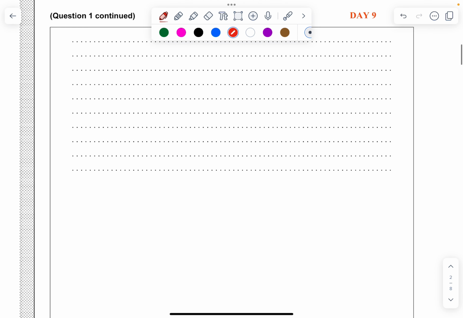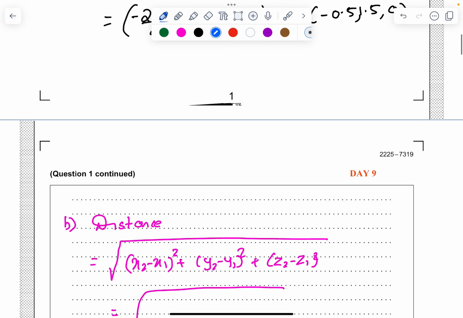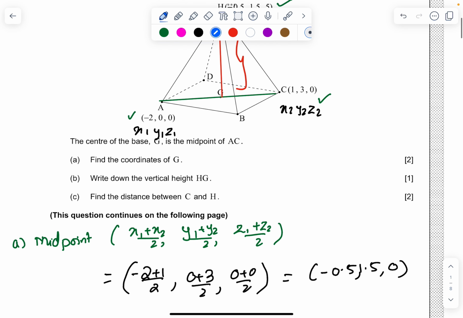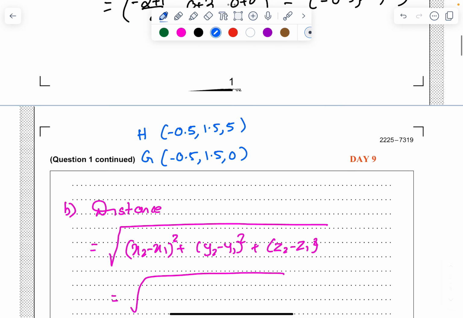So for part B, the distance formula is going to be square root of x2 minus x1 whole square plus y2 minus y1 whole square plus z2 minus z1 whole square, which is going to be H and G. So I'm going to take the coordinates of H and G. H is negative 0.5, 1.5 and 5, and G is the same, negative 0.5, 1.5 and 0.